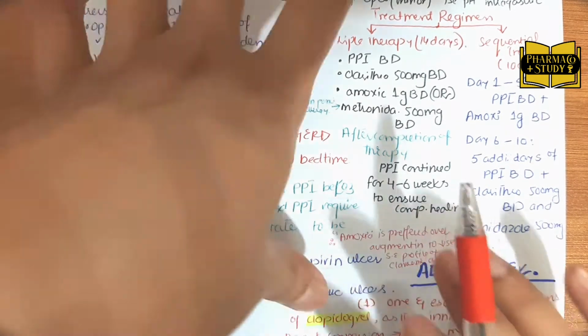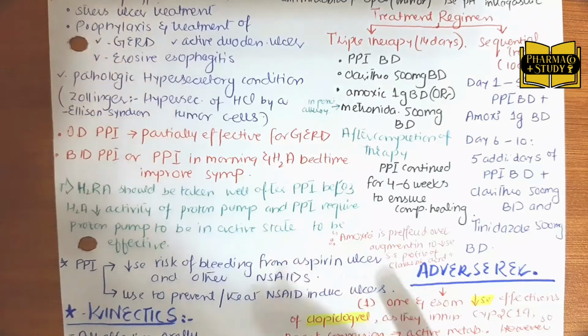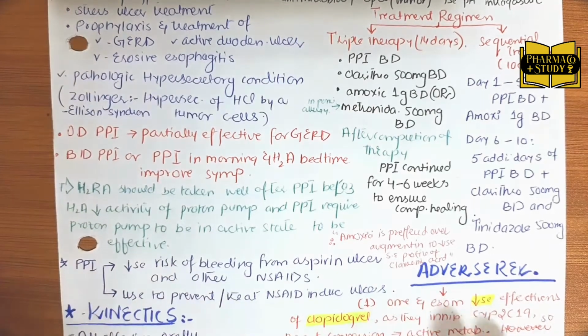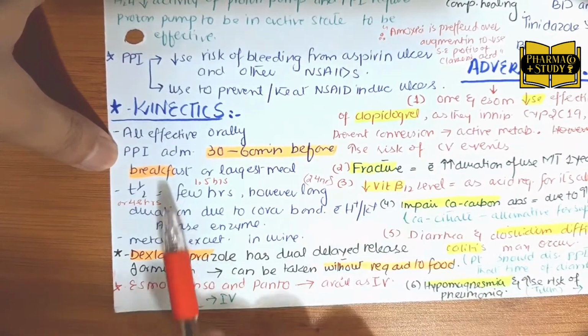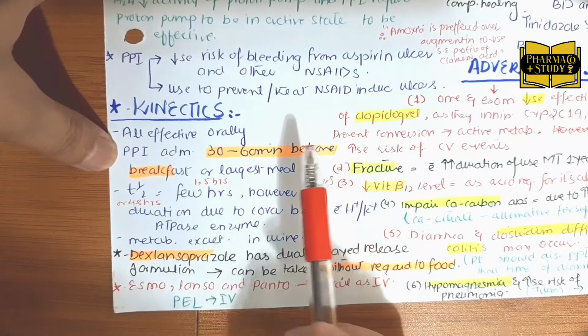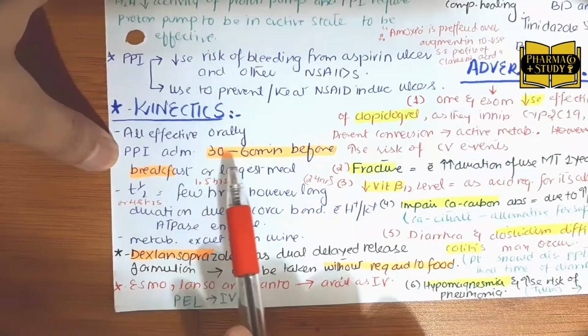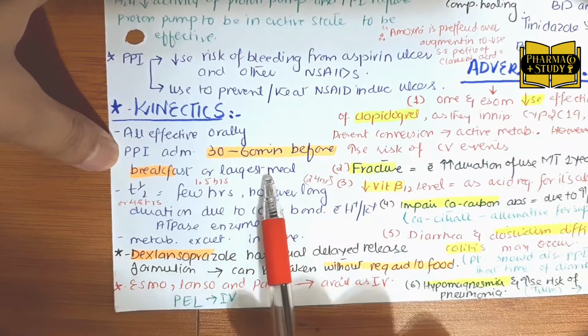Okay, so I hope it is clear to you, and these are the most important clinical points of the proton pump inhibitors. Other than these, we will move towards the kinetics, which are also very important to know. Now what are the kinetics? As we all know, they are orally effective. Proton pump inhibitors should be administered 30 to 60 minutes before breakfast or the largest meal.